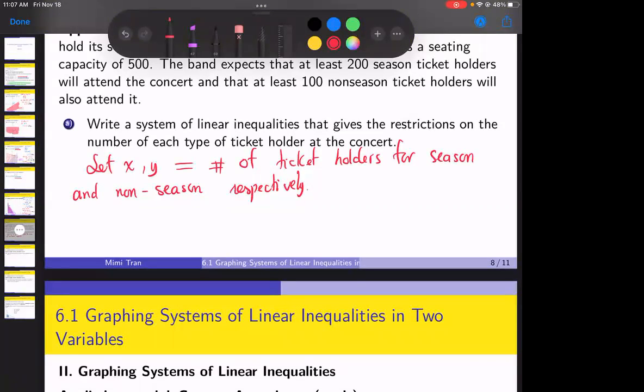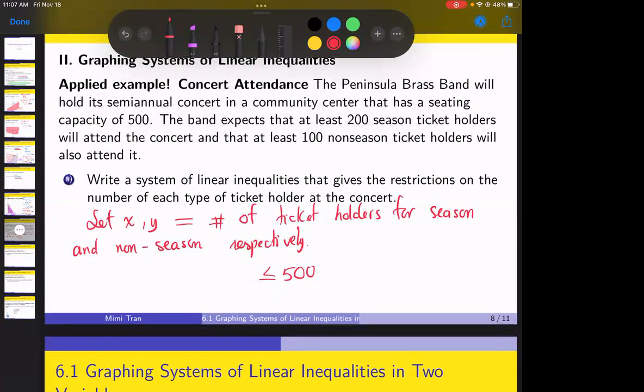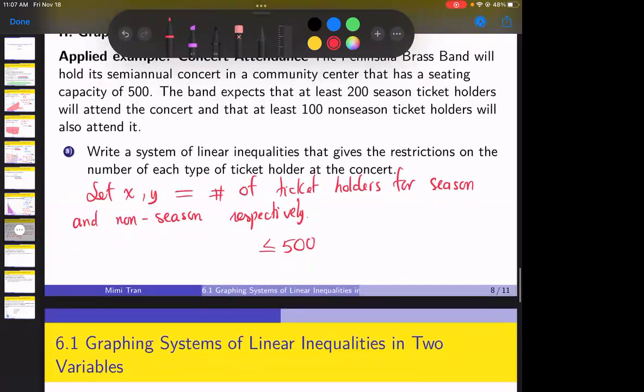Are you shy? Just tell me in words. That means the number of season ticket holders and non-season ticket holders had to be what? Yeah, at most 500, right? So something like this. And we gotta figure out mathematically what the left-hand side is, which is what? All right, so x plus y. You're right, x plus y. So it's the first one. There's 3 of them actually.